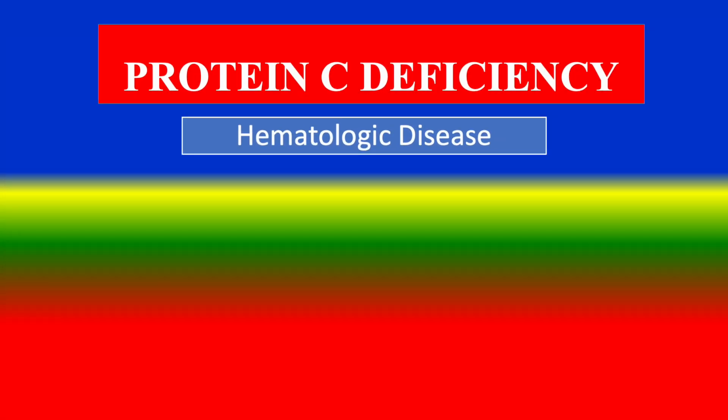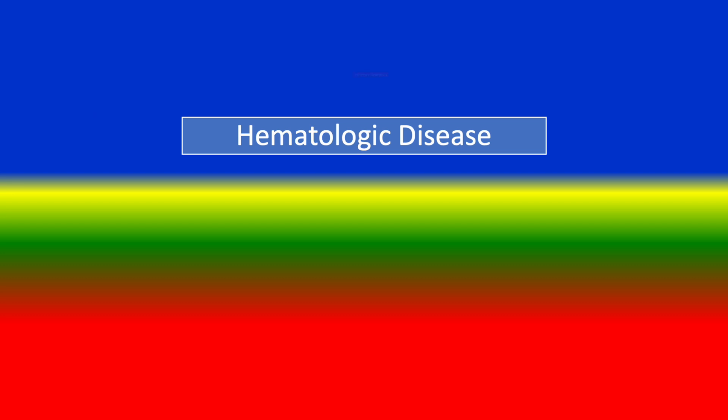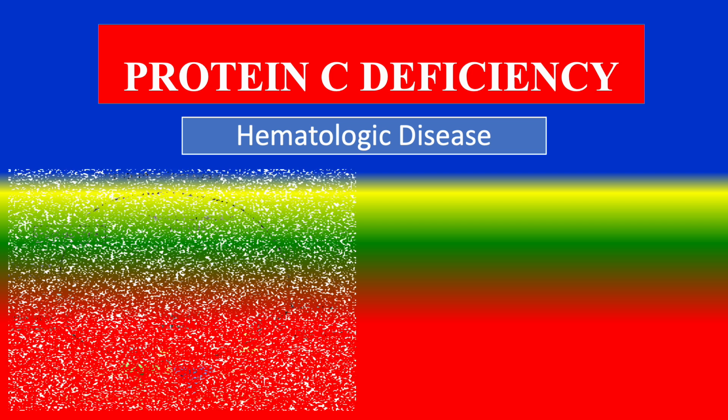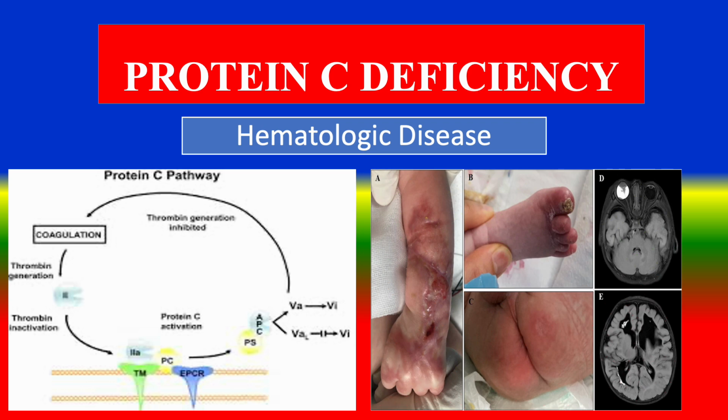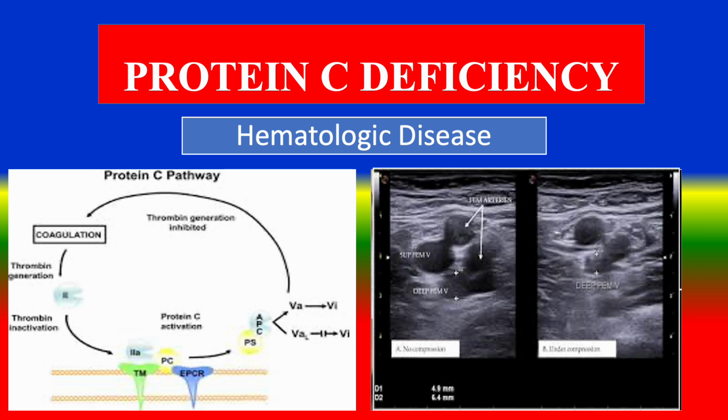Protein C deficiency is a hematologic disease condition. Look at this picture. It shows the disease mechanism and signs and symptoms. CT scan for pulmonary embolism. Look at this. And Doppler ultrasound for DVT findings. Look at this. Detail going on.